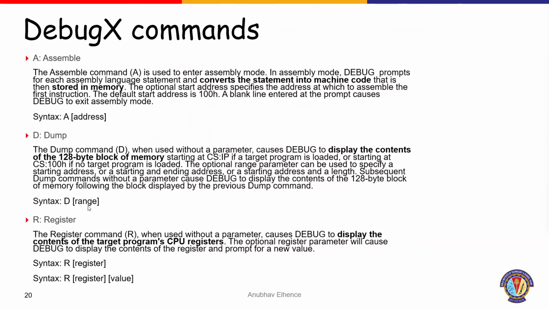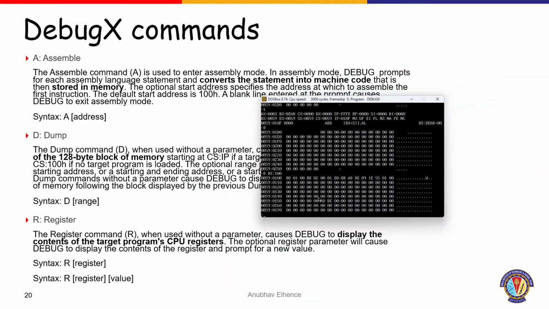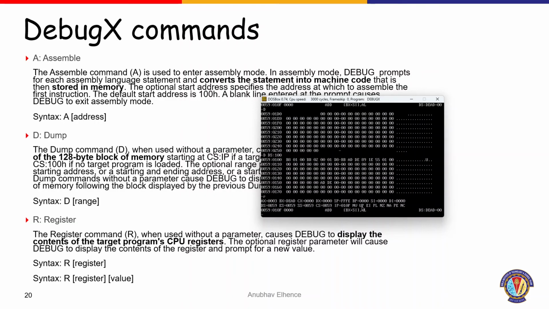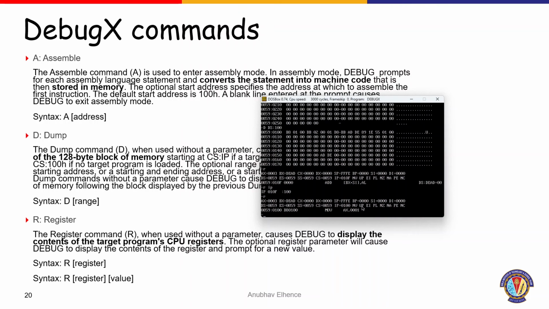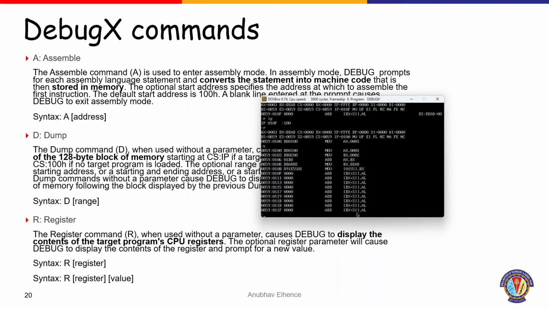The syntax for the same is D and specifying the range. Then the R command for registers. Here you can specify if you want to look at a particular register. Let's say that now here I am and the IP value is 010F. If I just want the IP value, I can specify R IP, so I'll only see the value of the IP. And if I want, I can actually take it back to 100. So here you can see that it is again pointing to 100, and the next instruction to be executed is shown.